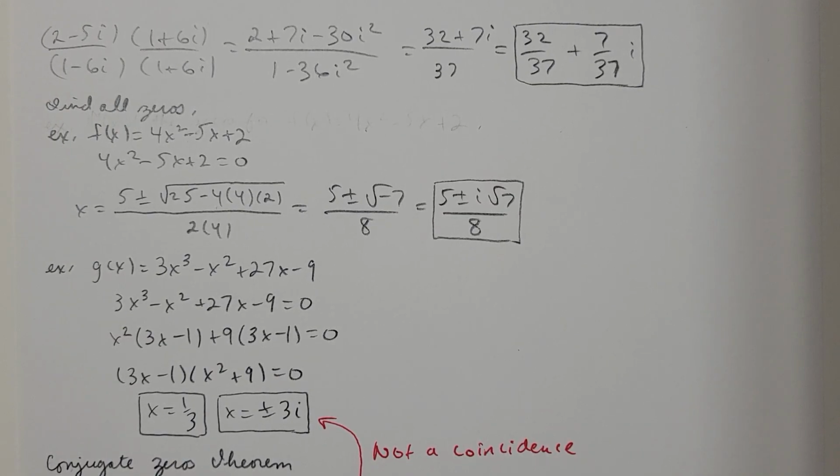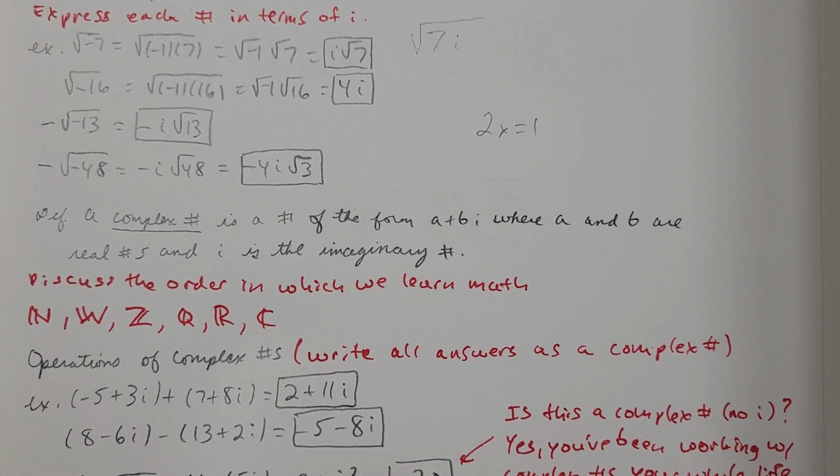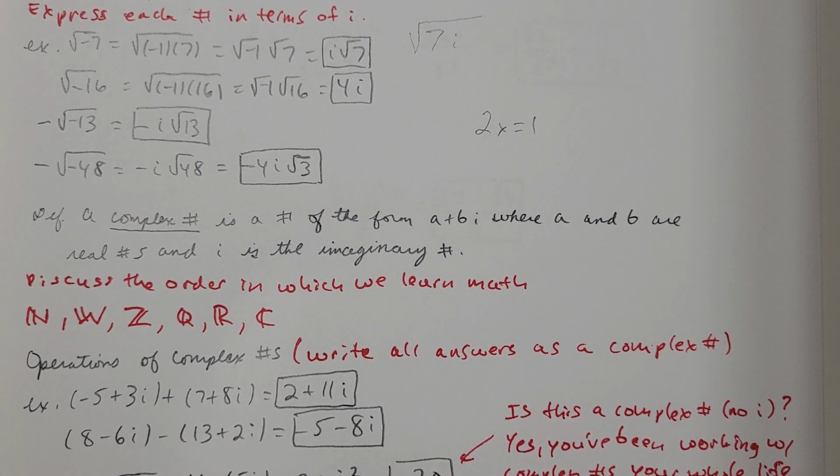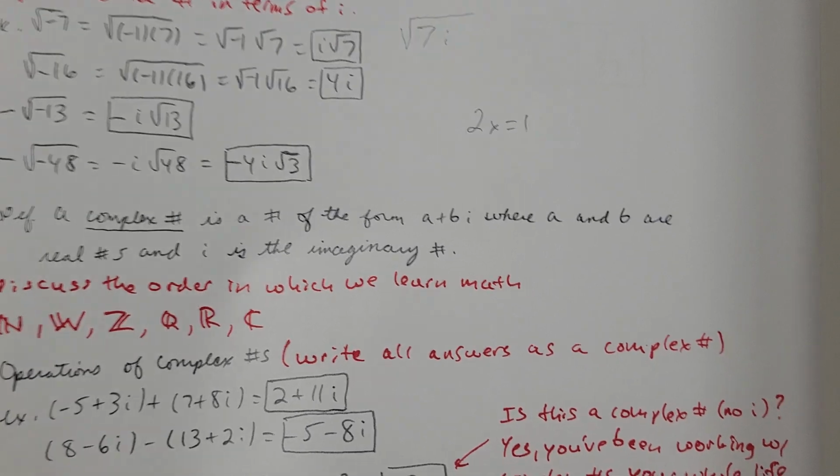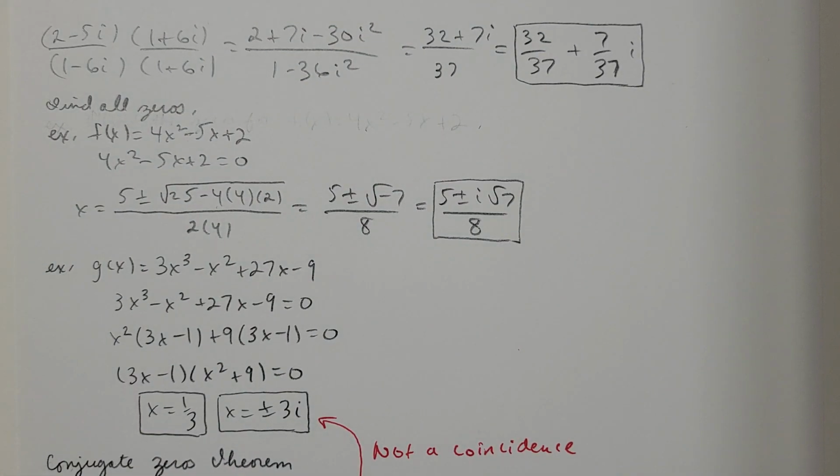We'll get back to section 3.6 here. We're talking about complex zeros. Now, all I've done so far is talk about what a complex number is. A complex number is a number of the form a plus b times i, where a and b are the real parts and i is the imaginary part, okay? And so we looked at some examples, where we're adding, subtracting, multiplying, dividing complex numbers.